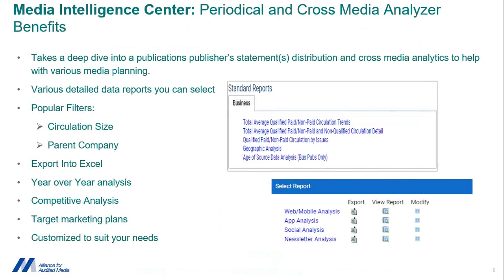When I do the live demo, you can search by title, but you can also search by circulation size or by parent company. You can export these reports into Excel, which is wonderful because then you can do more customization and really filter that data down to what you need it to be.